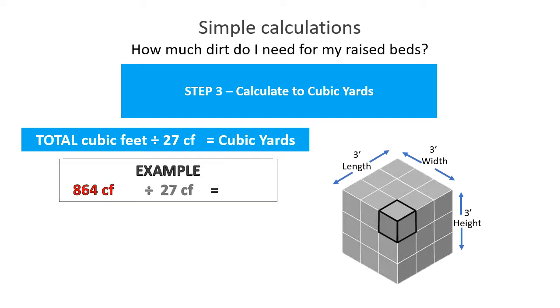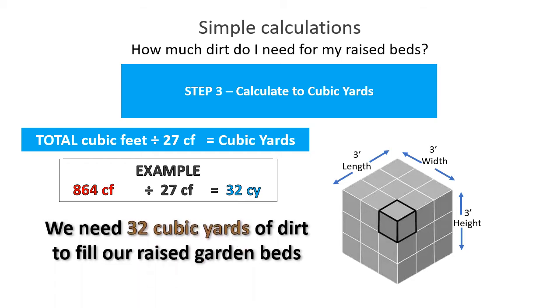To finish this final step, take your total cubic feet from step 2, divide by 27 cubic feet to get the cubic yards you need. Our example is 864 total cubic feet divided by 27 cubic feet equals 32 cubic yards. We need 32 cubic yards of dirt to fill our raised garden beds.